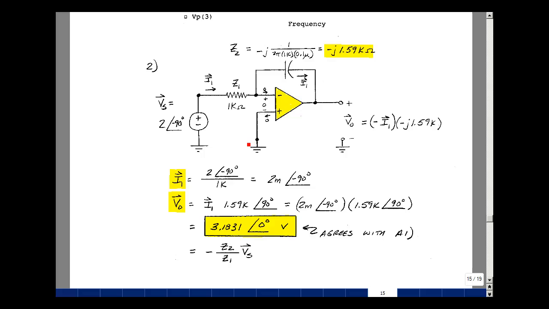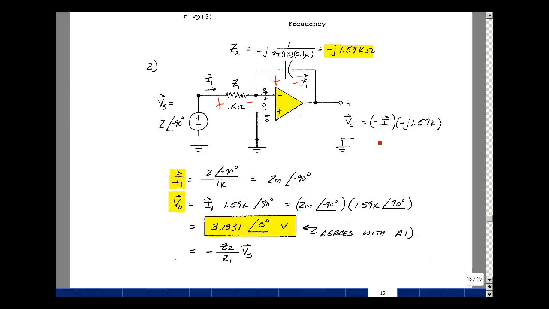With no voltage here, all of V sub s is across Z1, and so the current would be the voltage, which is 2 at angle minus 90, divided by the resistance of 1K. So 2 divided by 1,000 is 2 milli, and the angle is minus 90 degrees. Now that current flows up into this capacitor because there's no current here, and that creates a drop across the capacitor. Go around the loop this way. So the rise in voltage would equal the drop of minus I1 times the impedance Z2 plus 0.